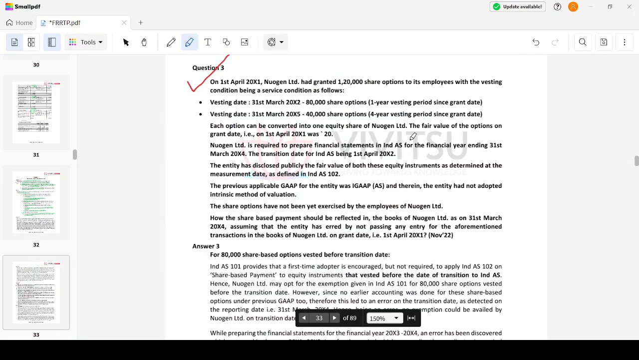Now, the third question. On 1st April 20X1, Neogen has granted 1,20,000 share options to its employees with a vesting condition being a service condition as follows. Vesting date 31st March 20X2, 80,000 share options.